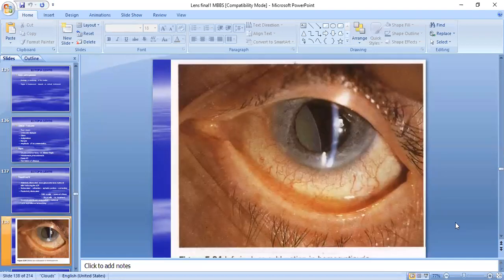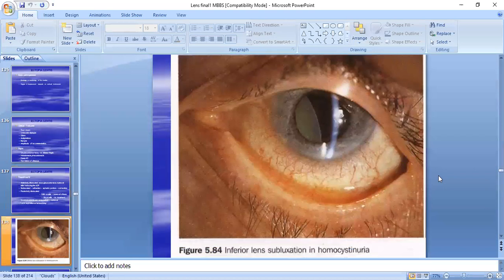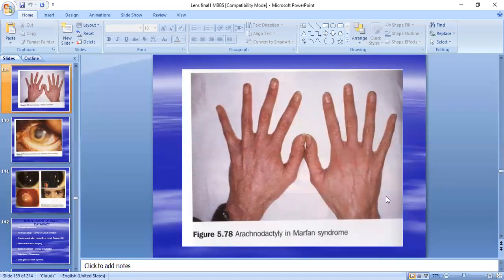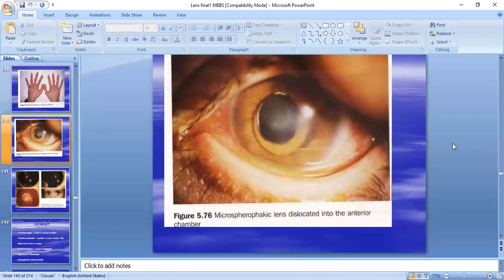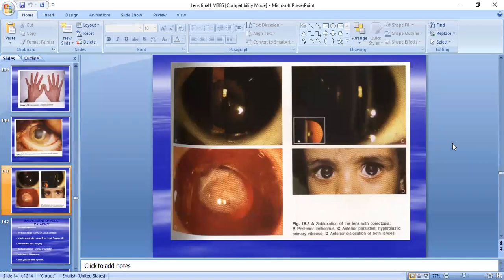And this is again a subluxated lens, and this is the phakic area. Arachnodactyly in Marfan syndrome, slender, long fingers. And this is a microspherophakic lens dislocated into the anterior chamber. And subluxation of the lens with corectopia. So here the pupil is not in the center, so subluxation of the lens is also there. And here I think there is a coloboma of the iris also.